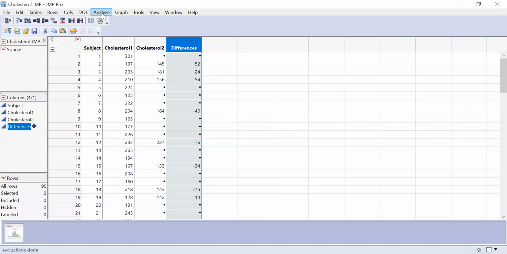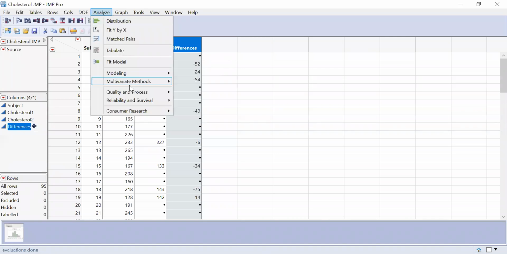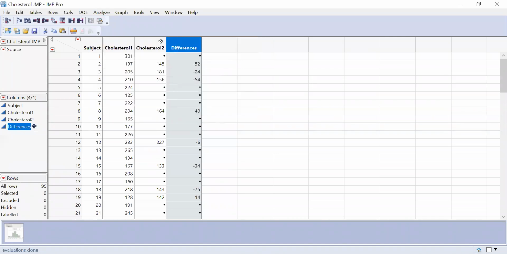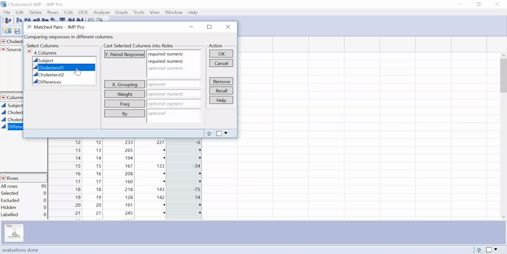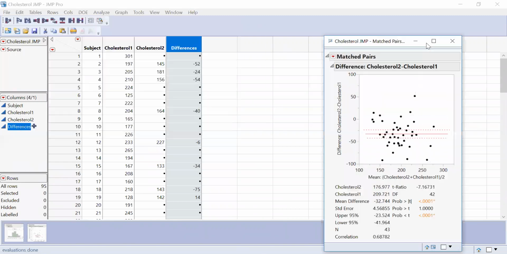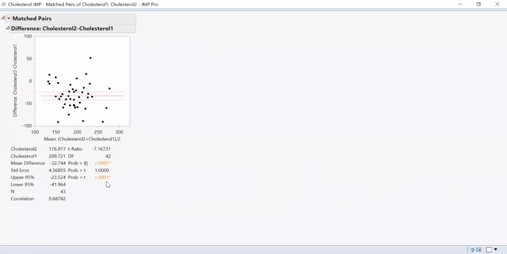All right, so what I do to conduct my test, since all my assumptions have been resolved, I go to matched pairs, and I'm going to put in Y, the time 1, time 2, okay? These are paired Y responses. I click OK, and now it's going to show me my t-test.